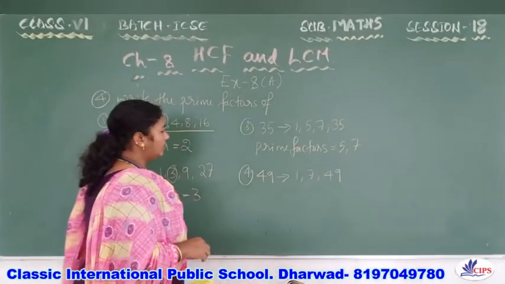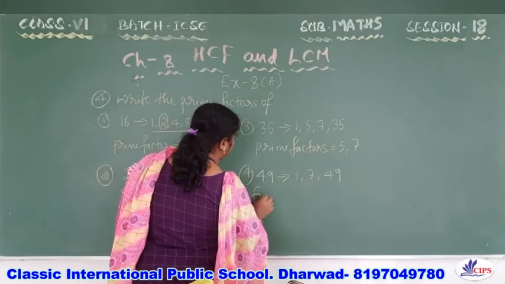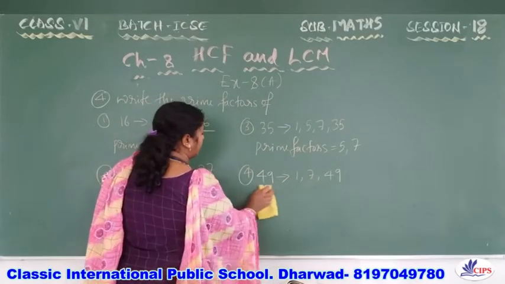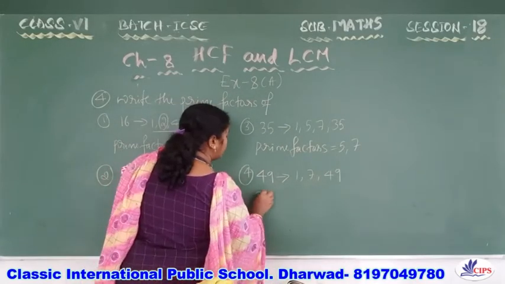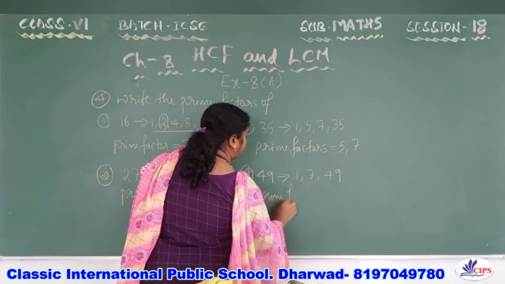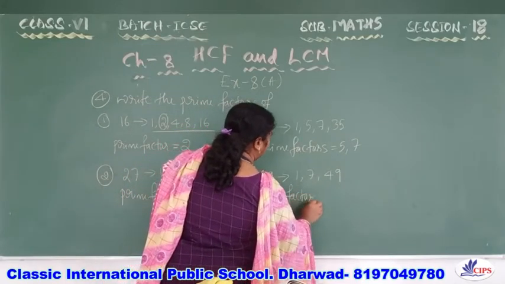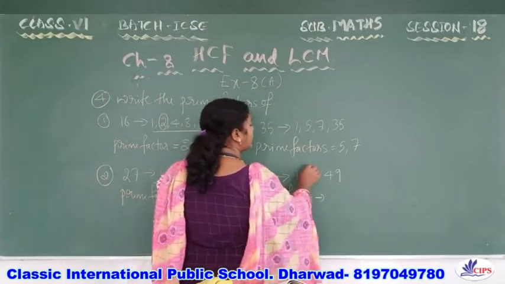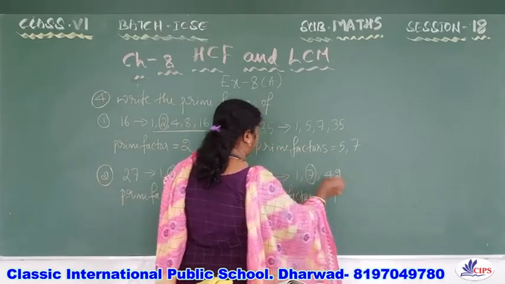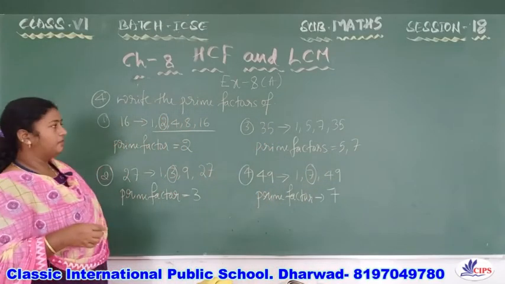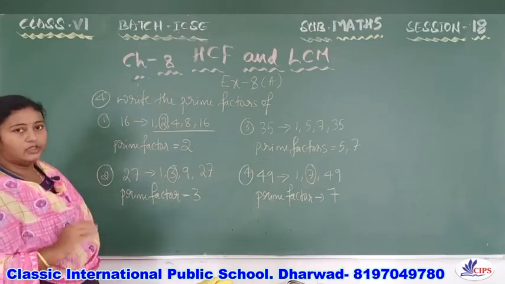Okay. So here, prime factor. So this is prime factor. So here, which is a prime factor? Only 7. 7 is the prime factor of 49. This is all about the question 4.